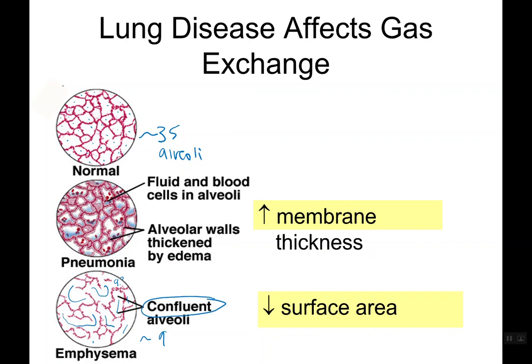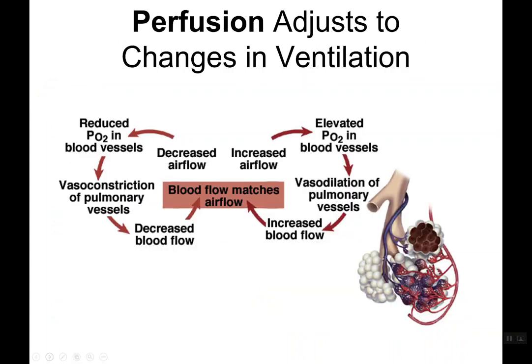Pneumonia causes a thickening of the walls due to edema and fluid buildup. So increasing membrane thickness or decreasing surface area are both deleterious to your ability to exchange gases at the alveolus.